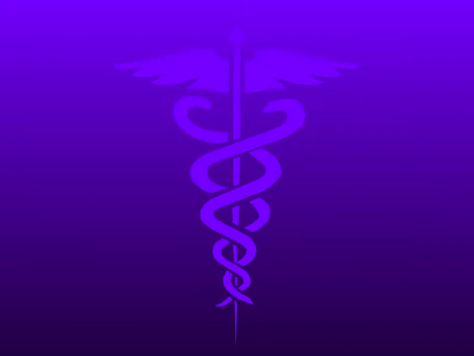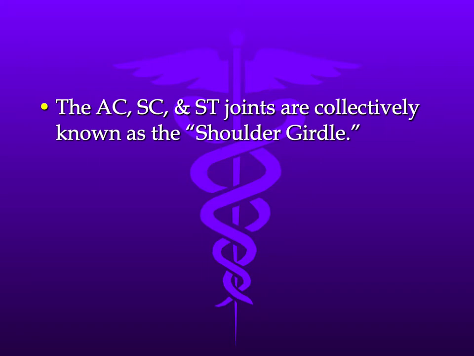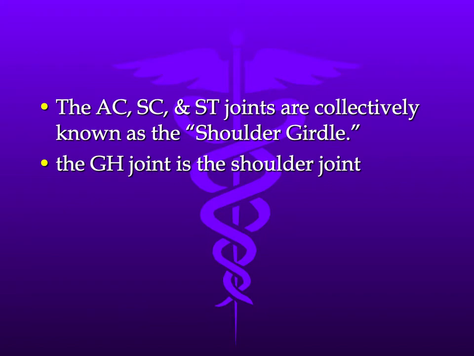All right. Just so you know, the AC, the SC, and the ST joints are collectively known as the shoulder girdle, and the glenohumeral joint is the shoulder joint. So when I'm talking about the shoulder joint, and when other people are talking about the shoulder joint, they're talking about the glenohumeral joint, just so you're aware of that.